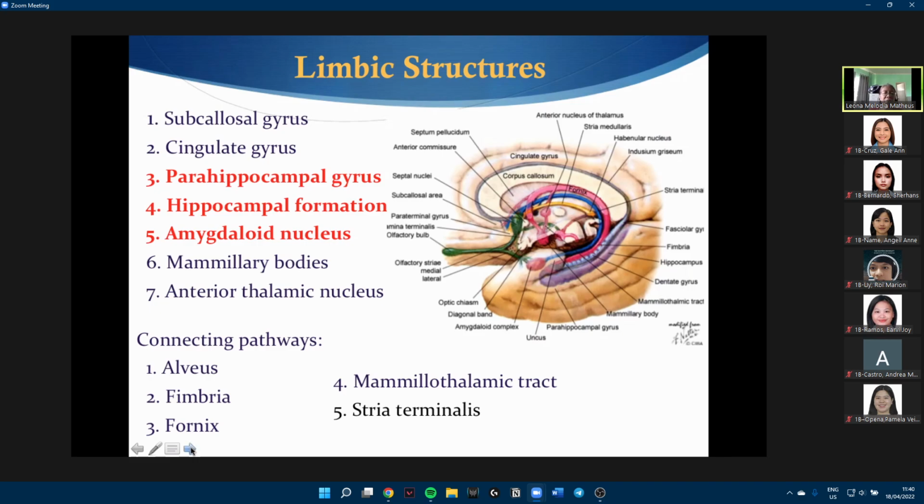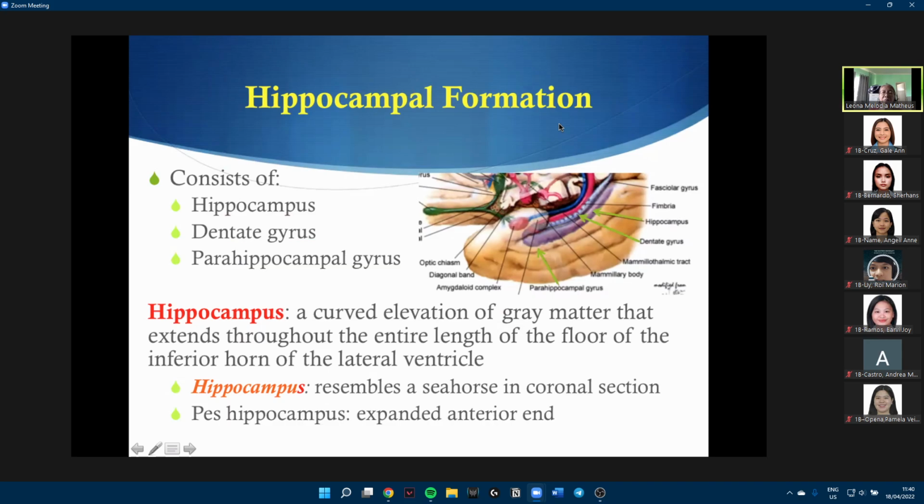So let's start off first with your hippocampal formation. There are actually three structures that make up the hippocampal formation. Firstly is the hippocampus. Again, we say that is the purple part. The dentate gyrus, which is the blue part. And also your parahippocampal formation. So in other words, so pong tatlong ito makes up your hippocampal formation. Let's discuss first the hippocampus. Again, the purple part.